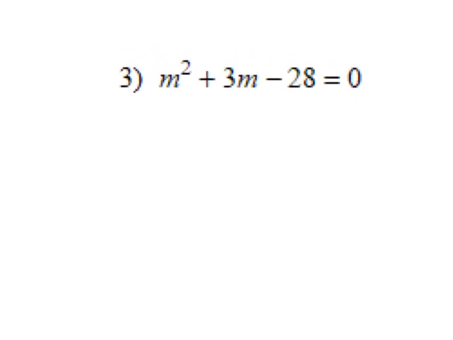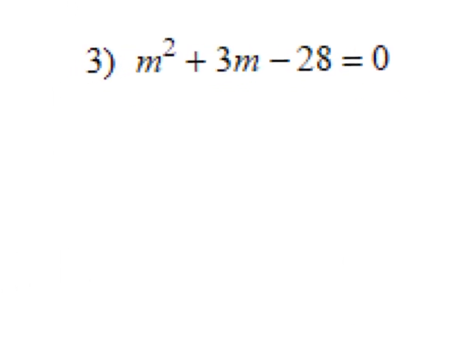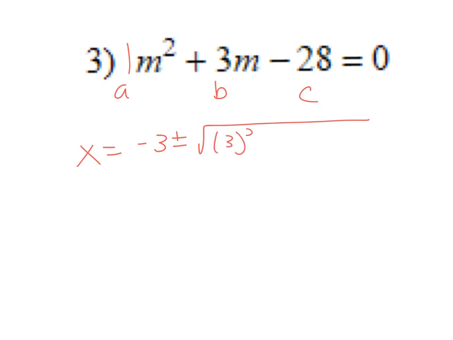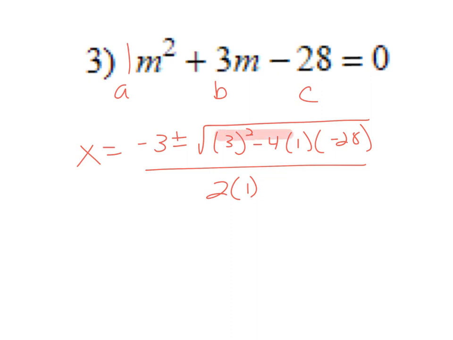Okay, on this guy, it's already set equal to 0 as well, so on this one, I've got A, B, and C. Okay, and when I'm looking here, x equals the opposite of B, so it'll be negative 3 plus or minus the square root of B squared, 3 squared, minus 4 times A, which is 1, times C, which is negative 28, all over 2 times A, or 2 times 1. Okay, so now I'm going to go ahead and type this into my calculator. So we've got 3 squared minus 4 times 1 times negative 28.